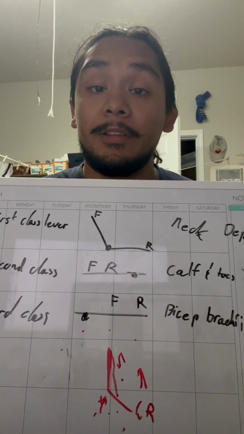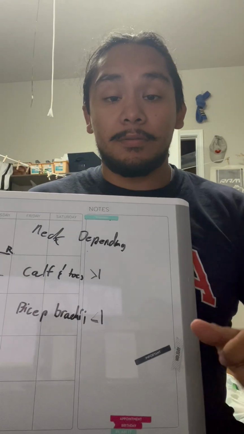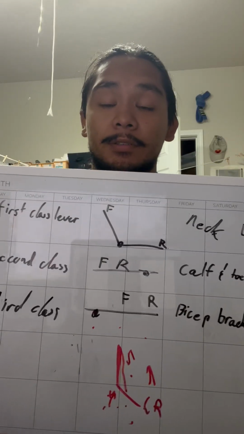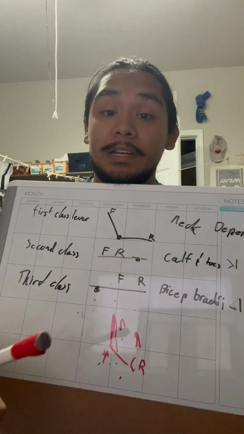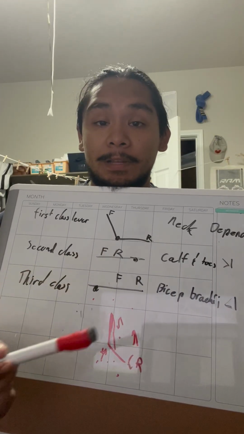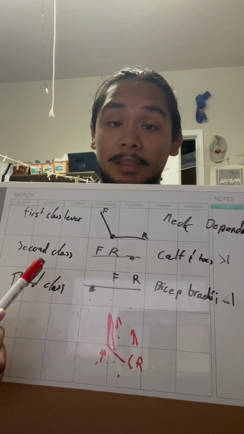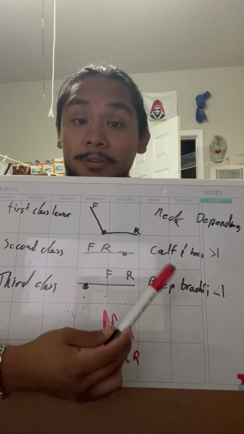Now, to talk about the mechanical advantages of each: the mechanical advantage for the first lever is actually pretty dependent on where the fulcrum is located. To better explain, let's move on to the second and third lever. The second lever has a mechanical advantage of greater than 1.